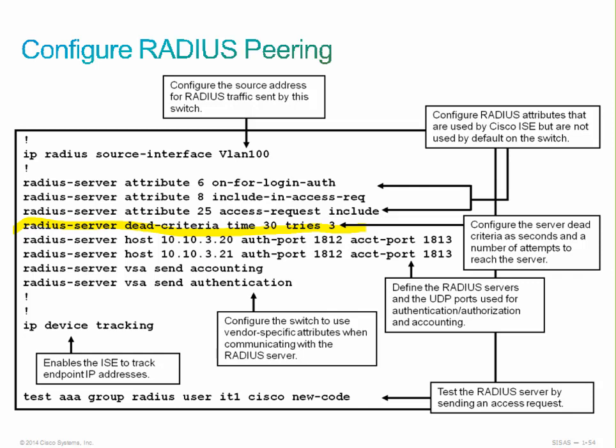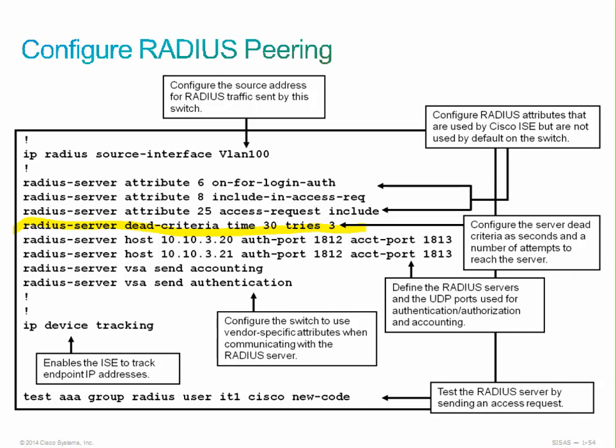That's anywhere from 1 to 120 seconds in this particular case, whereas the tries is the number of times that the switch, if it doesn't get a valid response from the radius server, tries before it actually considers that the radius server is no longer available. And that goes from anywhere from 1 to 100.